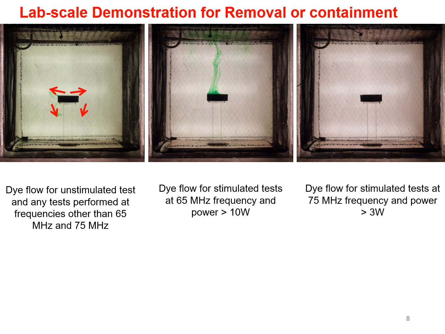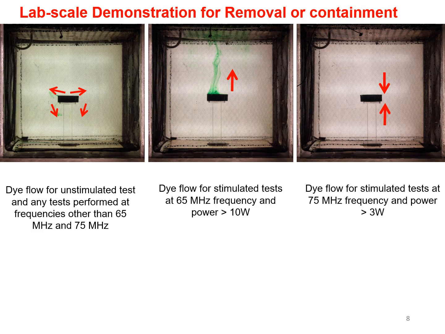20 or 30 watts were also tried, and the dye moves upward. And then the image on the right is at 75 megahertz. Only 3 watts of power was sufficient to contain the dye at the center where it was released. So the central image is a remediation case. The right image is a containment.